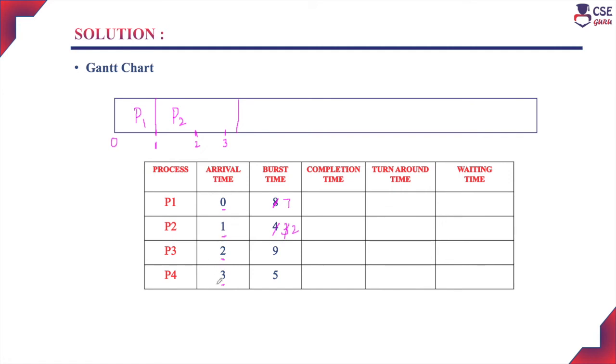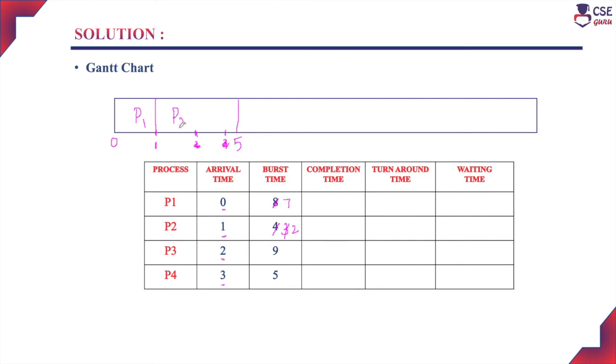If you are considering here, no other process enters into the ready queue. So P2 will continue till it completes its execution. P2 will execute for another 2 millisecond. The process P2 CPU burst time is 4, so 1 plus 4, it is 5 millisecond.